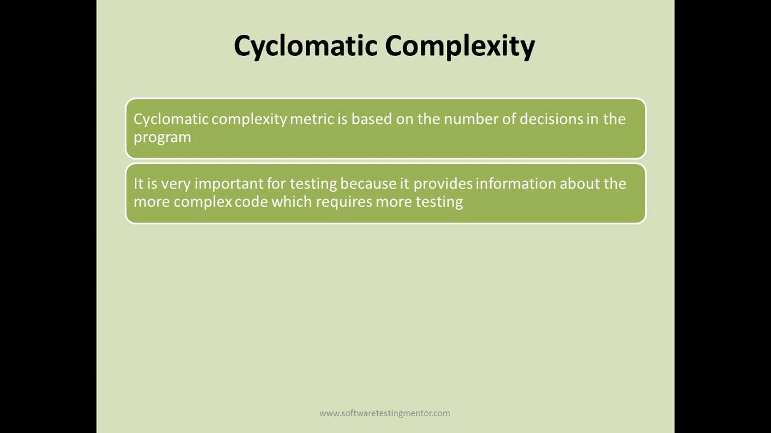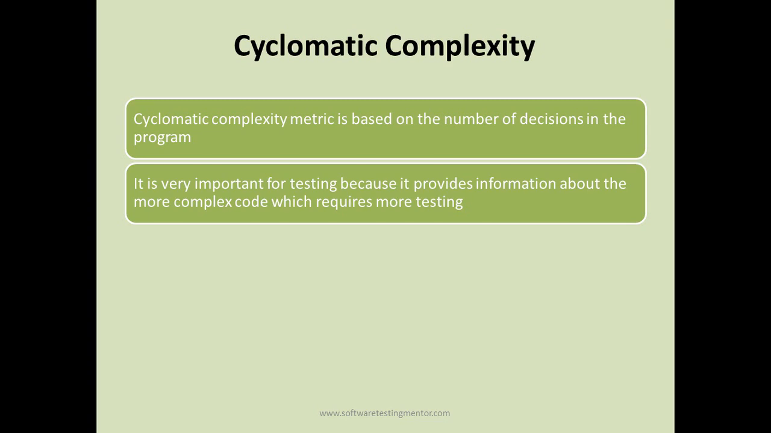So it is important because it provides information about more complex code. If cyclomatic complexity is more, then you require more testing around it. If it is less, then you require less testing, because it decides the complexity of the code. If cyclomatic complexity is more, that means your software code is more complex and it will require more testing.